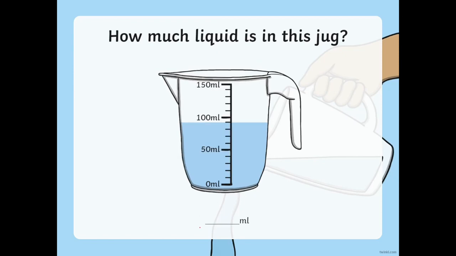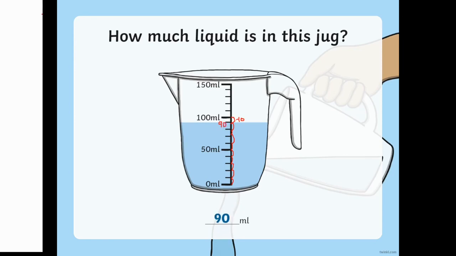What about this one? It's another one where it might be easier for me to just count down from 100. So I know there's one space of 10 missing. So what is 100 take away 10? Do you know the answer? Let's double check. 10, 20, 30, 40, 50, 60, 70, 80, 90. And that's exactly what I was thinking because I know 100 take away 10 is 90.